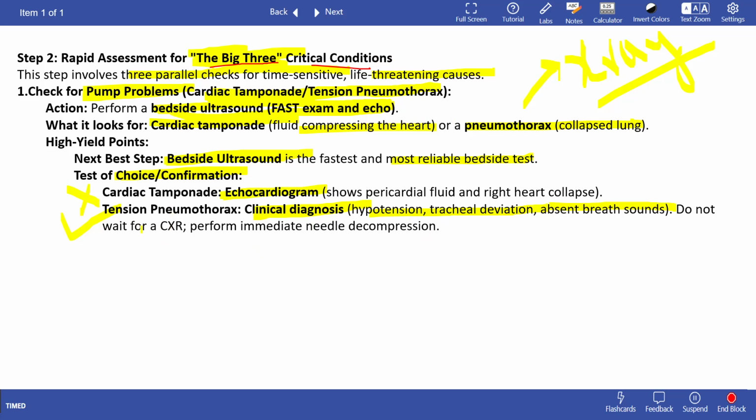How do we treat tension pneumothorax? We do not wait for a chest X-ray, and we perform an immediate needle decompression. All right.